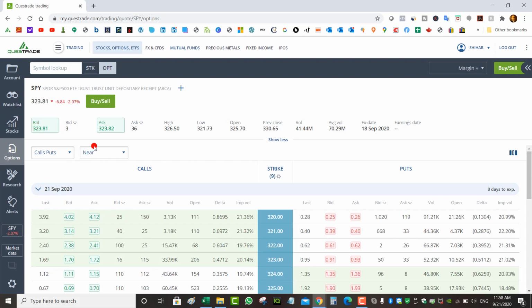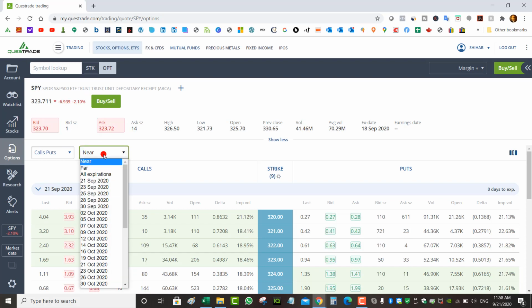The most popular is weekly. Most stocks have weekly expirations. The SPY, an exception, has 3 days a week expiries. So you can see September 21st, September 23rd, September 25th.